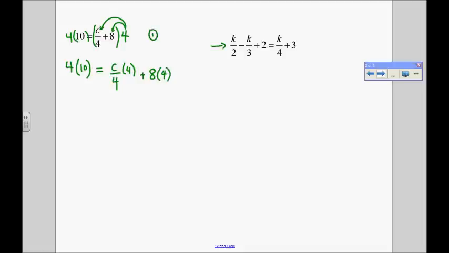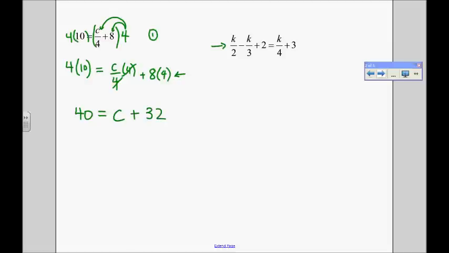I'm probably not going to show that I distribute everything. I'm just going to remember that I need to multiply every term by the 4 to get rid of it. Now, remember why you multiplied by 4. You did it to get rid of this divided by 4. 4 divided by 4 is 1. These reduce. So you're left with 40 equals c plus 32.